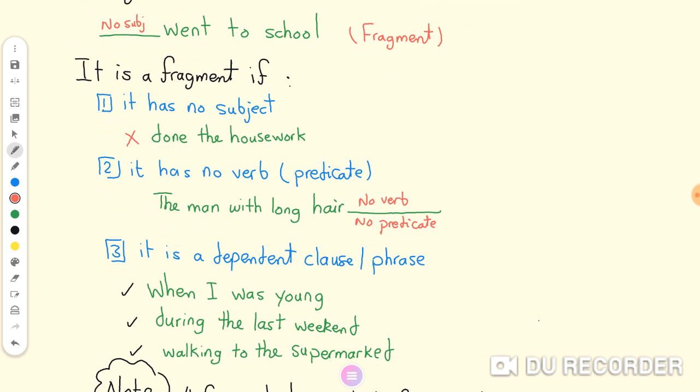Number 2, if it has no verb or no predicate, like the man with long hair. Did what? So I do not have a verb or a predicate. Or number 3, if it is a dependent clause or phrase.